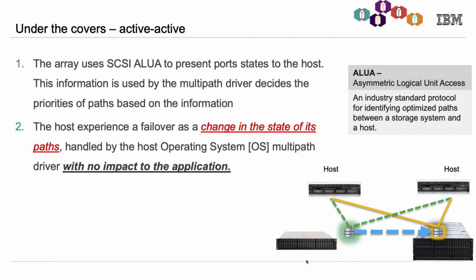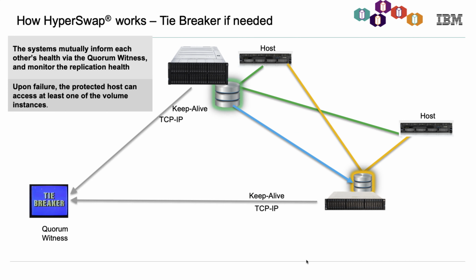How are we doing this? Asymmetric Logical Unit Access, which we like to call ALUA. That is part of every major operating system, and it's automatically going to change those paths. HyperSwap is going to make sure that the storage arrays are in 100% lockstep, so that no matter what's going on above with ALUA and the multipath, those volumes are 100% in lockstep without any impact to the actual application.